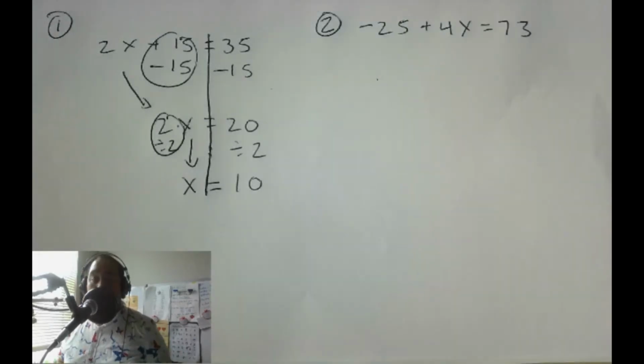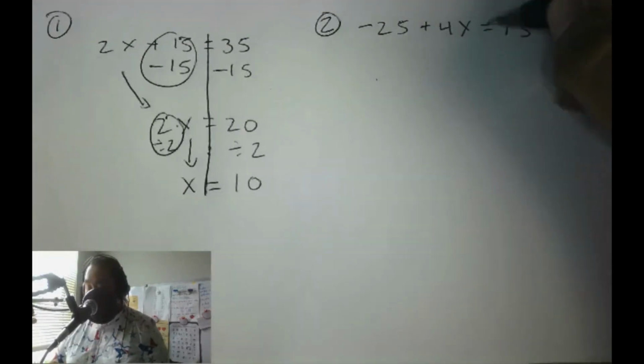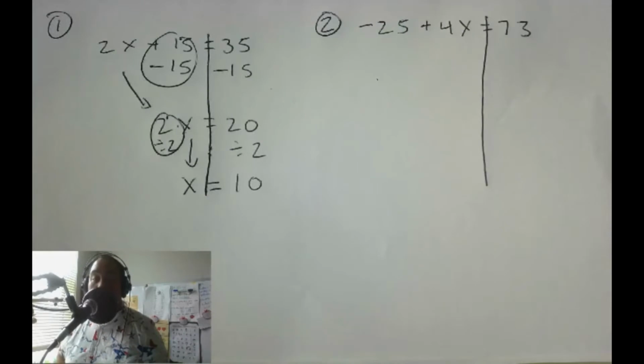Alright, so here's our second example. The first thing I'm going to do when I'm working on these is draw a line going straight down the equal sign to help me remember that both sides are going to be equal, and whatever I do to one side, I have to do to the other. The next step is to either add or subtract to remove our constants.